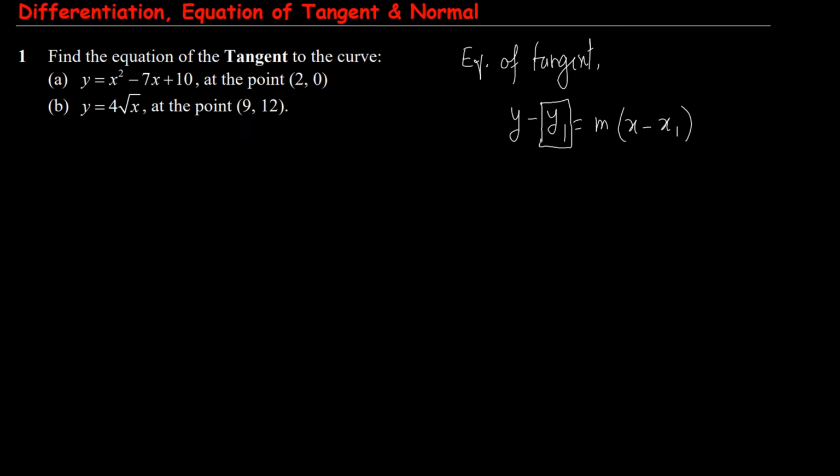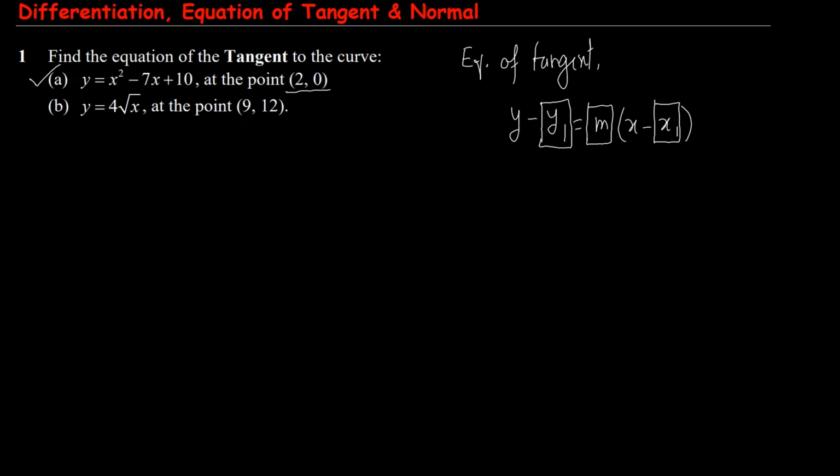One is y1, another is x1, so y1 and x1 as a coordinate, and m. And y and x actually stand for the equation's x and y, so we do not need to replace them. So here the first question I plan to discuss with you, 1a, the curve equation has been given, and at the particular point (2, 0) we are going to find the tangent.